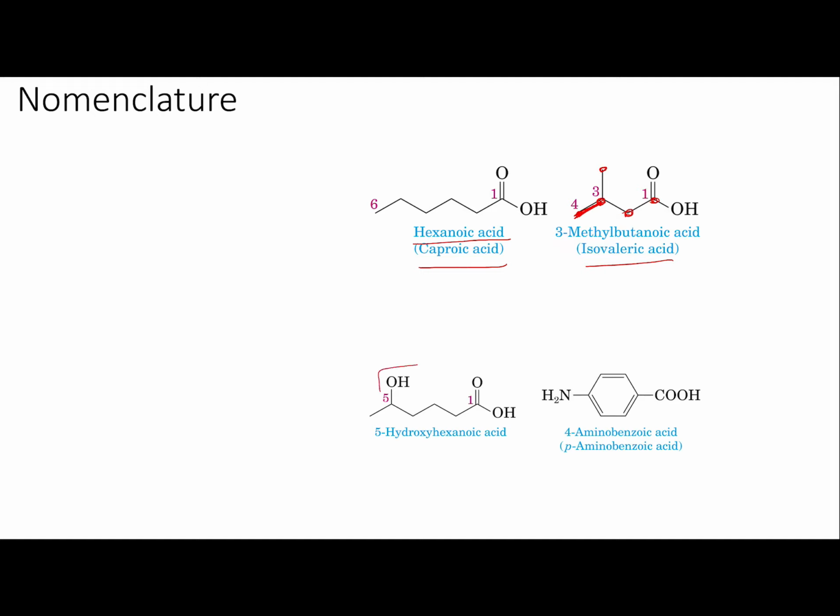If we were naming a substituent other than just an alkane, we could remember hydroxy is what we use for OH. Amino is what we'll use for NH2. Nitro is for NO2. Keto, right, for our ketone groups. Anyways, 5-hydroxy hexanoic acid. So this is just a variation of that.